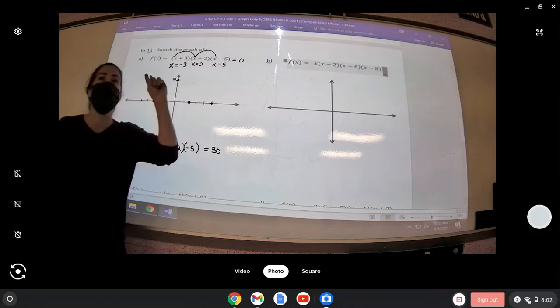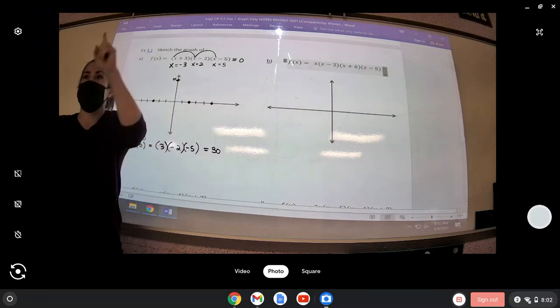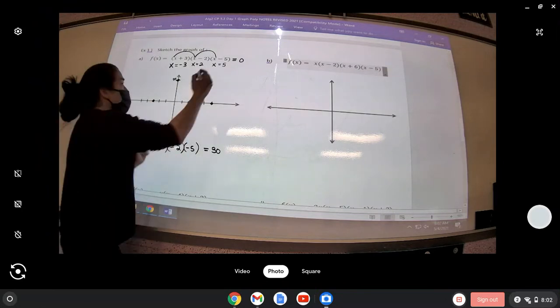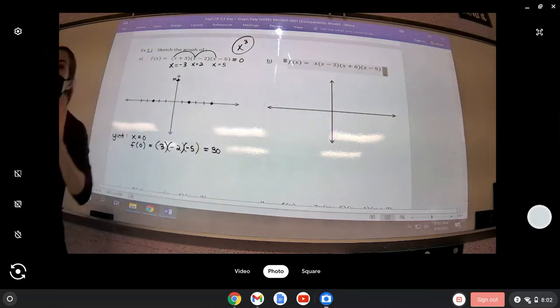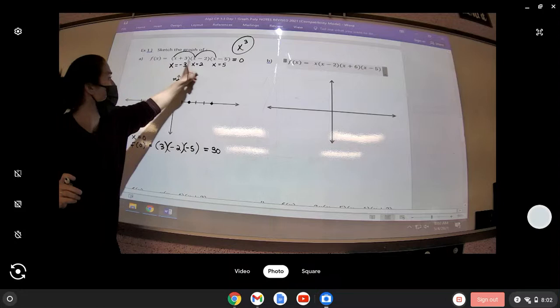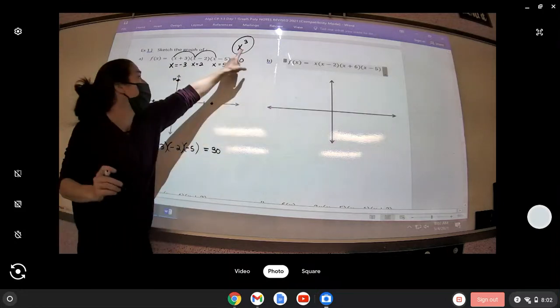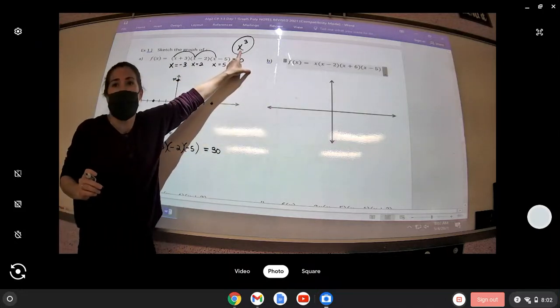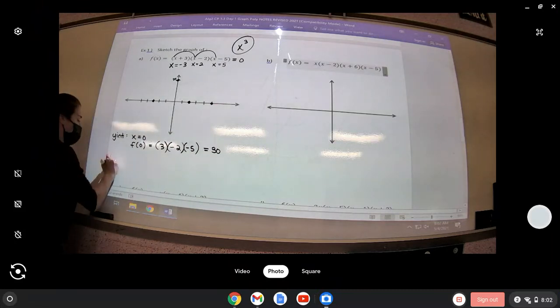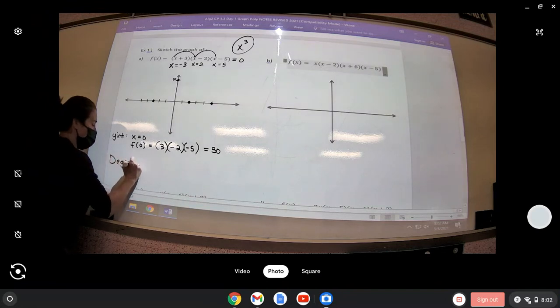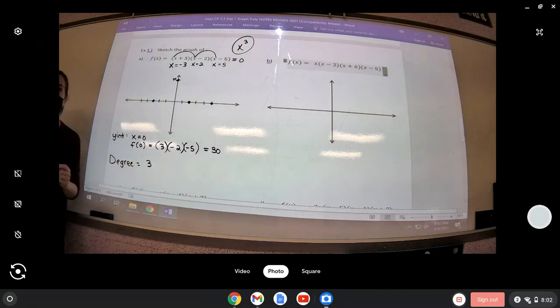Does anybody know what that is? What's 1 times x times x times x? It's 1x to the third. So guys, I promise you, if this was in multiplied out form, it would lead with a 1x to the third. So what degree is this polynomial going to be if it leads with a 1x to the third? It's degree 3, beautiful, which is odd.